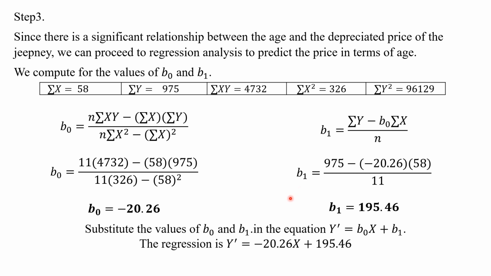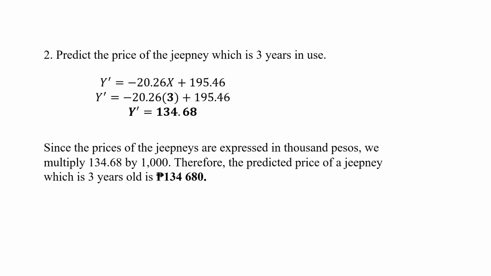So, kapag na-compute na natin itong dalawa, si b sub 0 and b sub 1, pwede na tayo mag-create nung ating regression equation. So, ano ba yung equation natin? Y is equal to b sub 0 x plus b sub 1. Okay. So, substitute na natin yung mga na-compute natin dyan. Okay, so the regression is y is equal to, so yung b sub 0 natin is negative 20.26x plus 195.46. So, ito na ngayon yung gagamitin natin formula para ma-predict natin yung prices ng jeepney in terms of age. Okay?